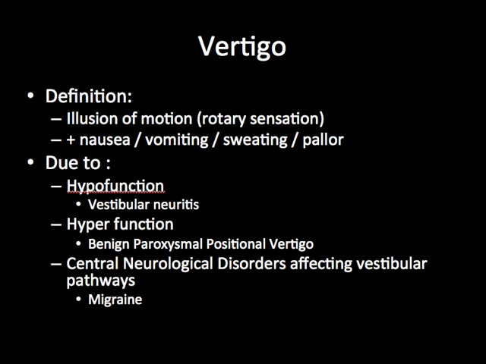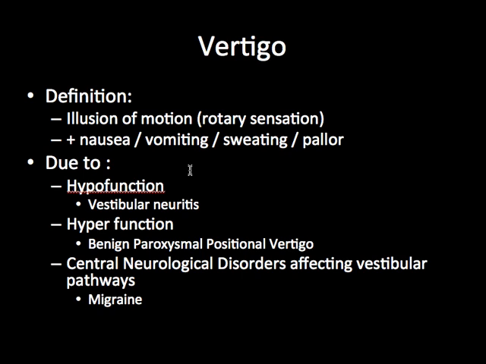With all that in mind, now we can start to tackle what vertigo actually is. The definition of vertigo is an illusion of motion, most commonly a rotary sensation, occurring when the patient is standing still. Because it's an illusion of motion, in addition you can have sensations of nausea, vomiting, sweating, or pallor.